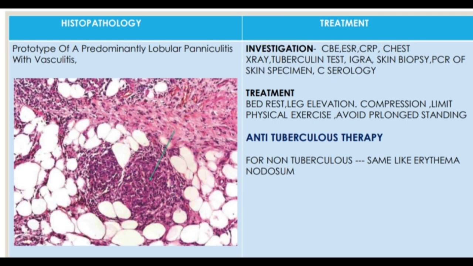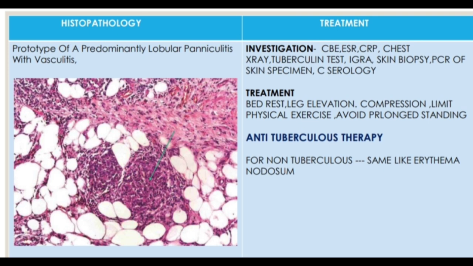Erythema induratum is a prototype of predominantly lobular panniculitis with vasculitis. This histopathological image shows a granulomatous infiltrate showing foamy histiocytes and giant cells. Langhans type giant cells are seen when intense inflammation is present. Caseous necrosis can be found in the center of the granulomatous infiltrate.